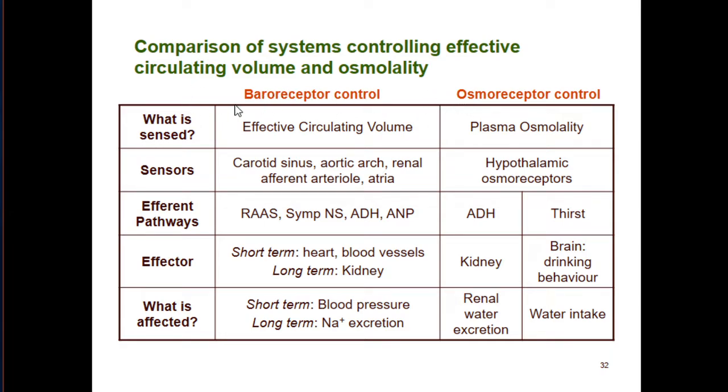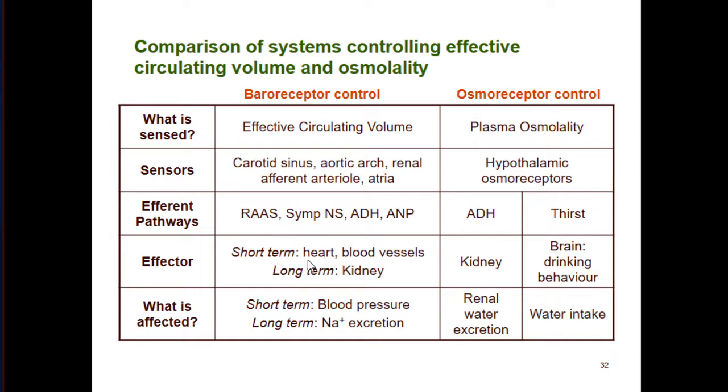In case of baroreceptor control, what will you sense? You will sense the effective circulating volume. And the sensors, meaning receptors, will be located in the carotid sinus and aortic arch, and also in other arteries and also in atria. What are the afferent pathways? We will have both neural and humoral control, and they will be divided into long term and short term.